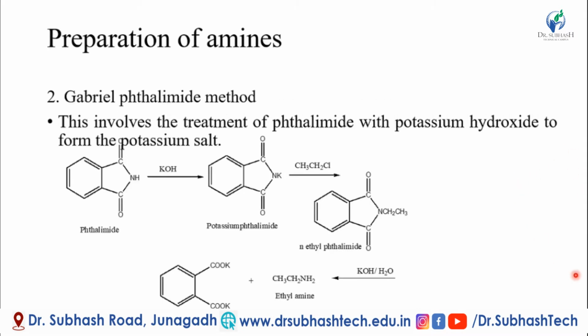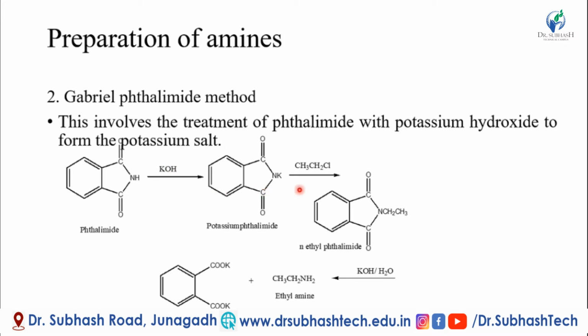Okay, then the second one is the Gabriel phthalimide method. This method involves the treatment of phthalimide with potassium hydroxide to make the potassium salt. So the first reactant is phthalimide, which reacts with KOH, that is potassium hydroxide, making potassium phthalimide. In potassium phthalimide, K is attached here and H is removed. The H is attached with OH, making one water molecule, which is removed.